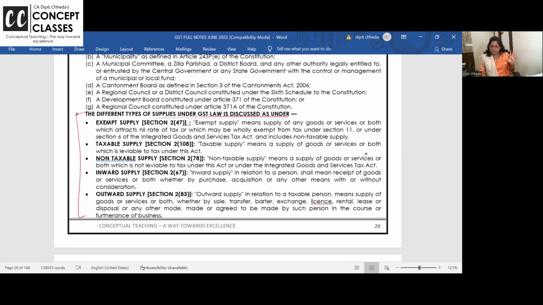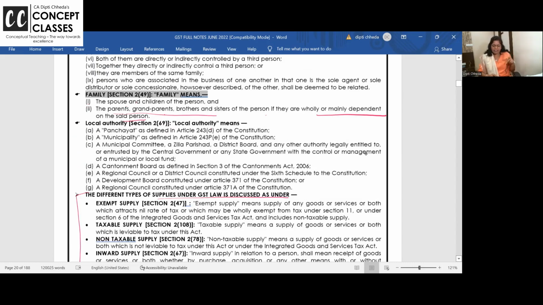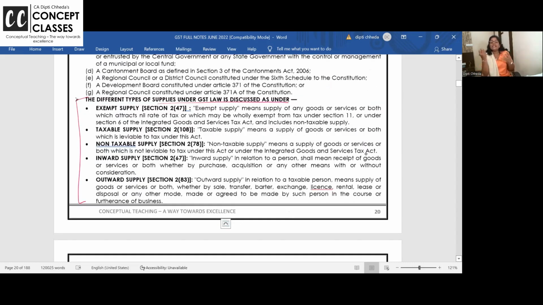Exempted supply means supply of goods or services which attracts nil rate or which may be wholly exempt. Like just now I told you, employer and employee. Are they covered in the definition of related person? Yes. Is the employee giving service to the employer? Yes. But is GST charged? No, because it is exempted supply. Now, taxable supply means a supply of goods or services or both on which GST is levied.